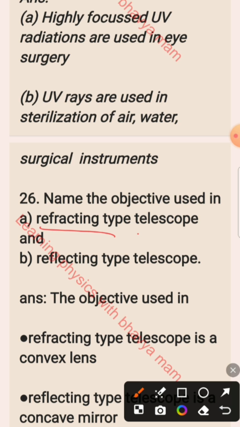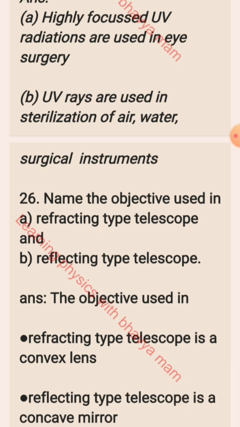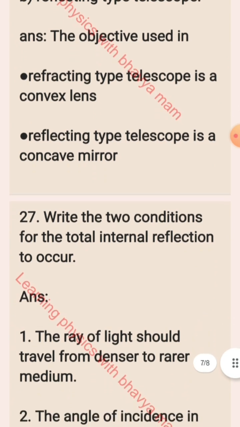That's why the objective used in refracting type is a convex lens, and reflection takes place through a mirror, right? So, that's why it is a concave mirror. Reflecting type uses a concave mirror.